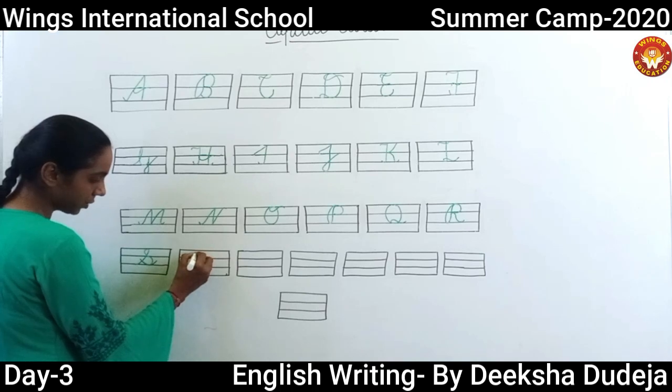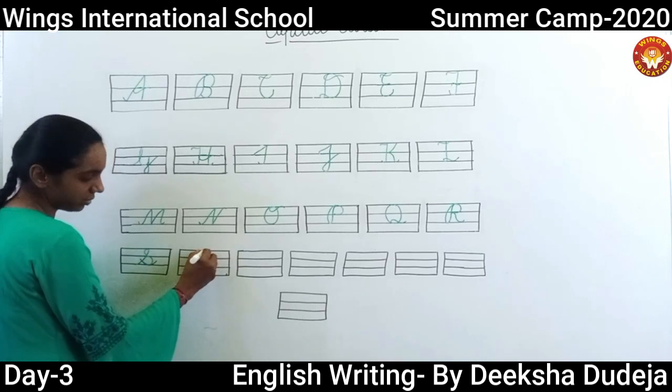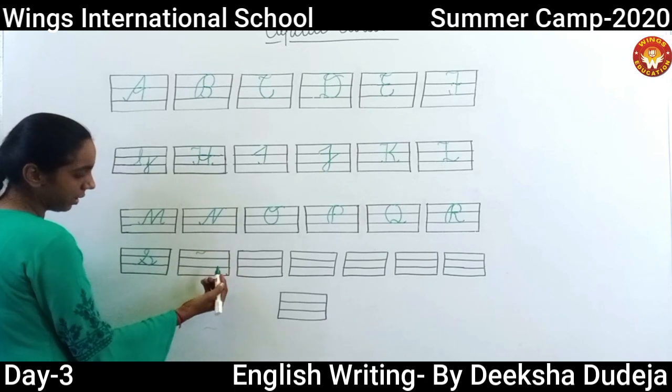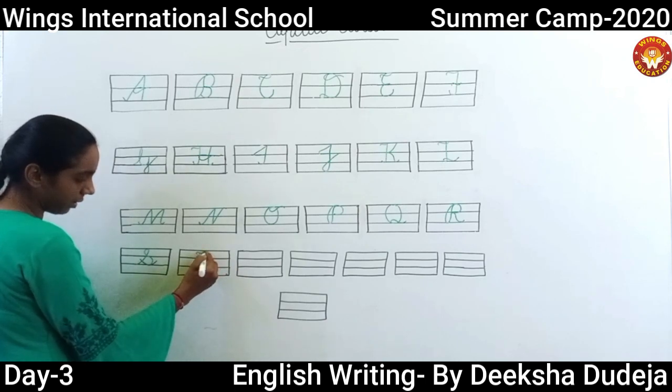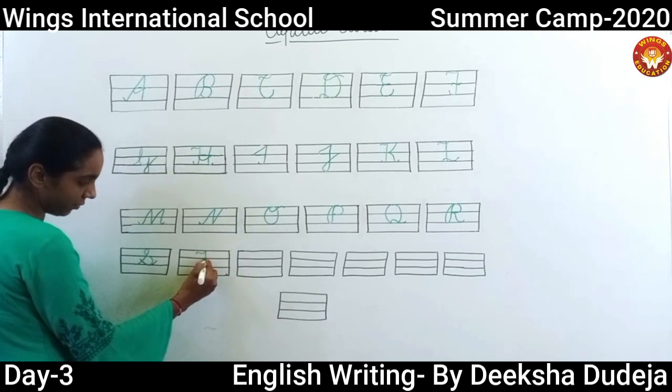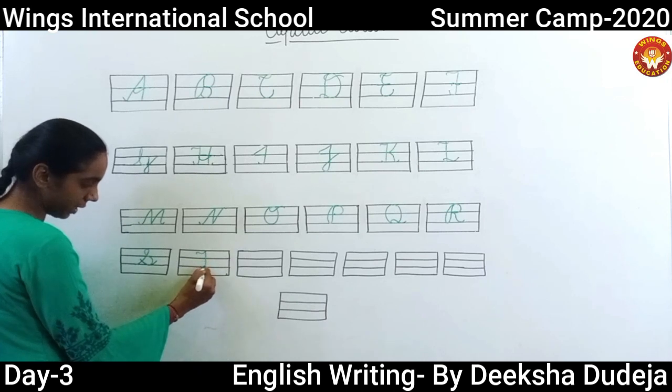Next is T. T starts from first line. I draw a small curve line and touch first line. And I draw a standing line, first line to third line, and I round this line.